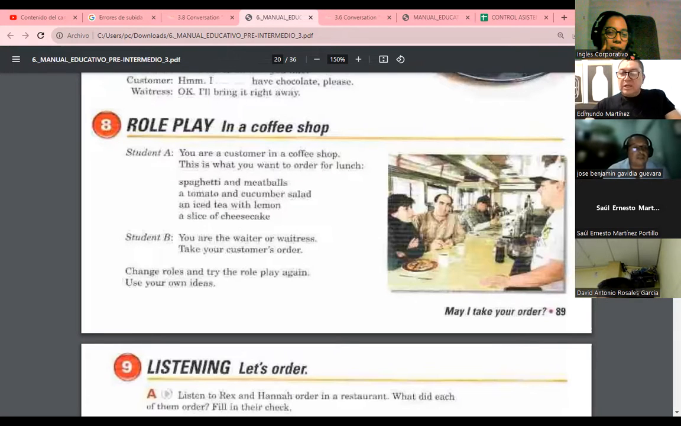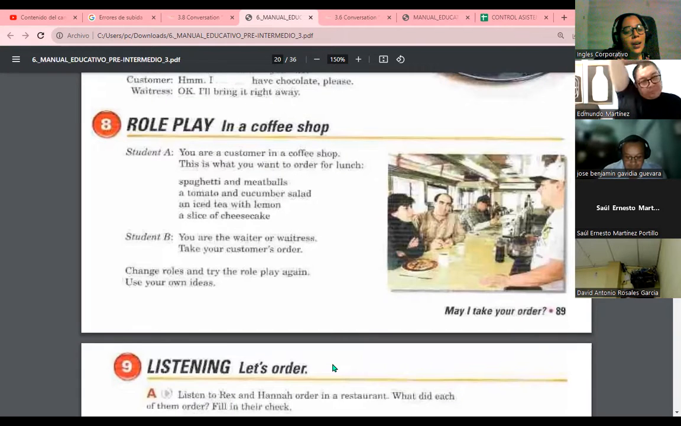Spaghetti en bolas de carne. Albóndigas, excelente. A tomato, ¿verdad? En el cucumber salad, ¿qué será? Ensalada de tomate y pepino. Ensalada de tomate y pepino, muy bien. Iced tea with lemon, ¿qué será un iced tea with lemon? Té helado con limón. Té helado, muy bien, excelente.